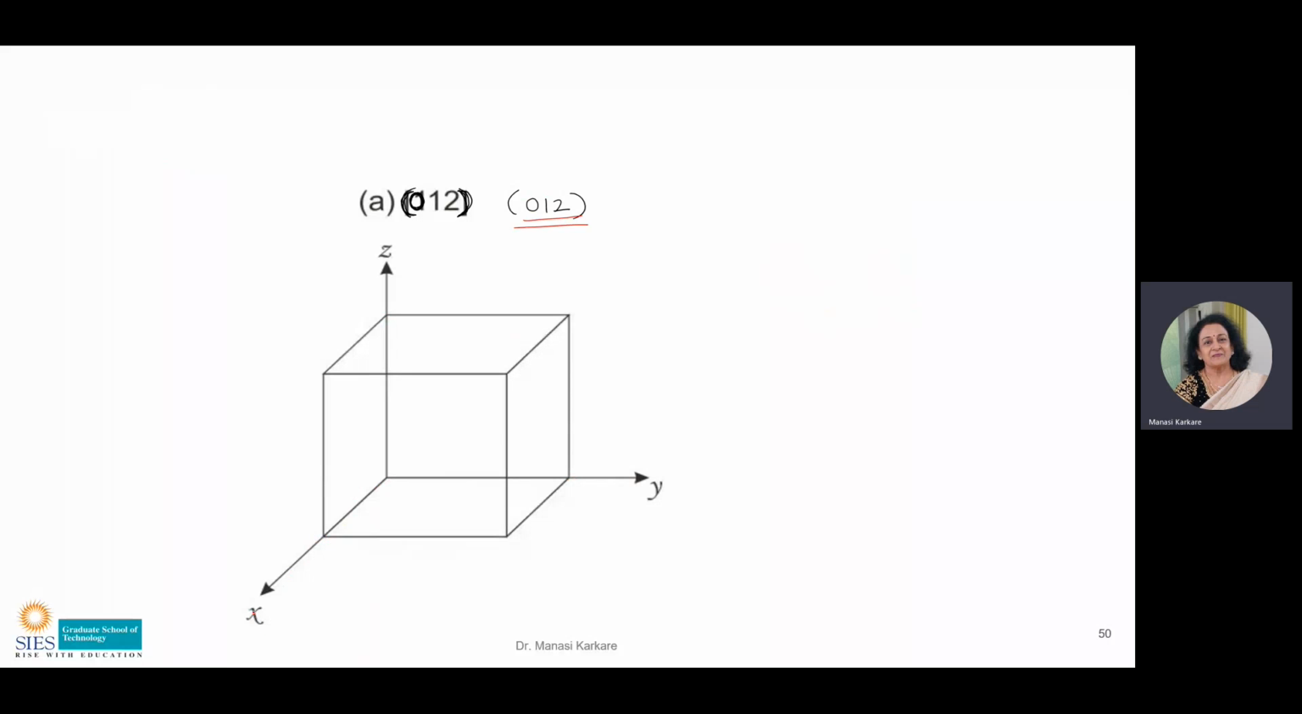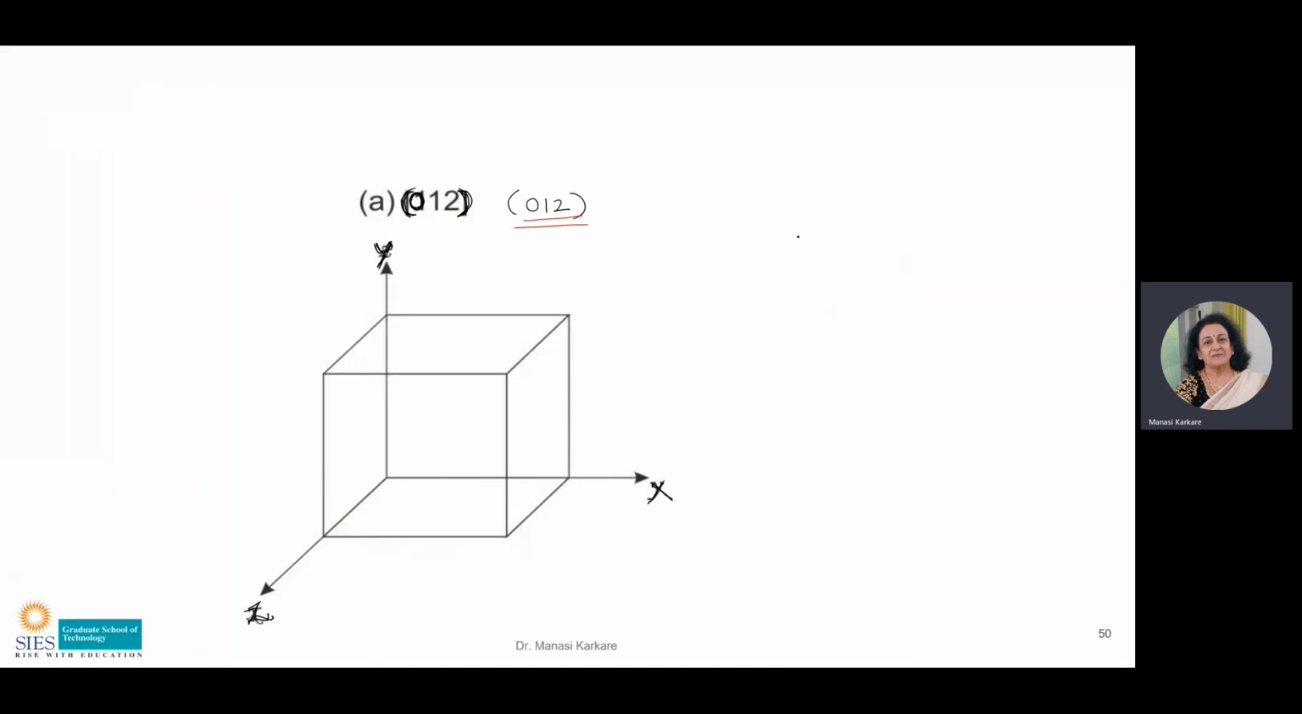Again, this time I will change the names of the axis. So now this will be my z axis. This is x axis. And this one is y axis. So we have selected this time the axis in a different way.